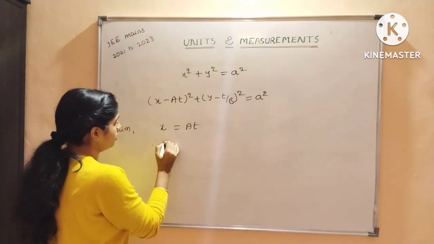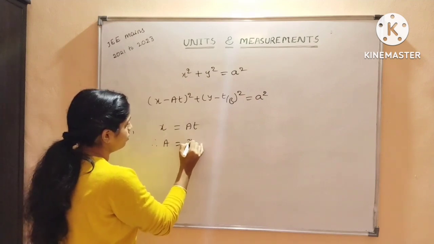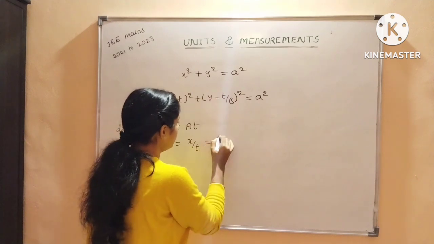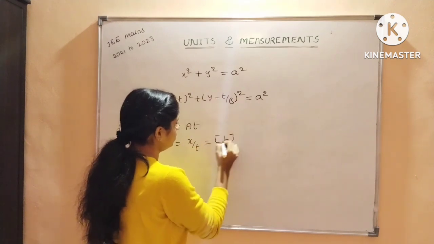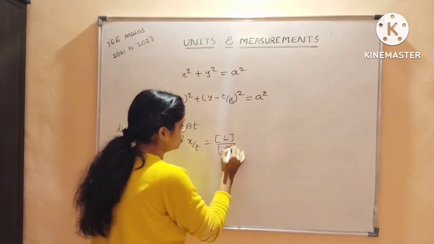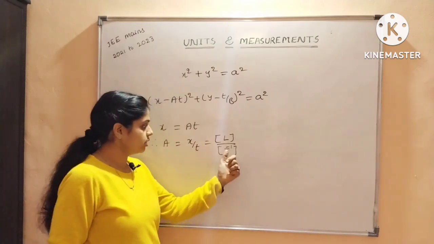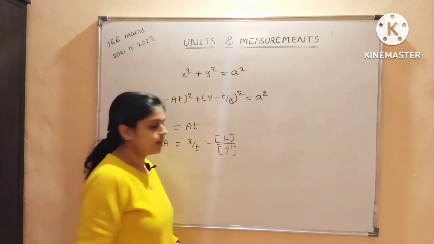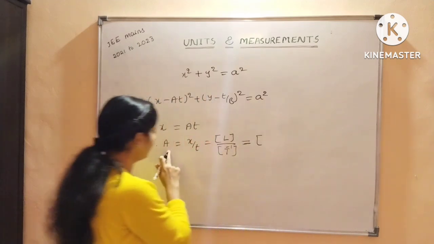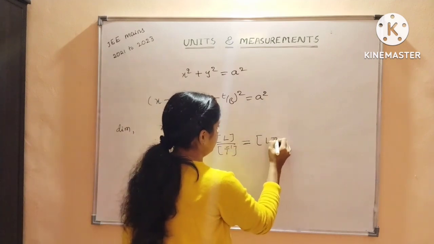Therefore a equals x by t. Dimension of a equals dimension of x by t. Dimension of x is length. The dimension of time t is given as T raised to minus 1. In the question they have mentioned the dimension of t is T raised to minus 1. Therefore the dimension of a is L into T.